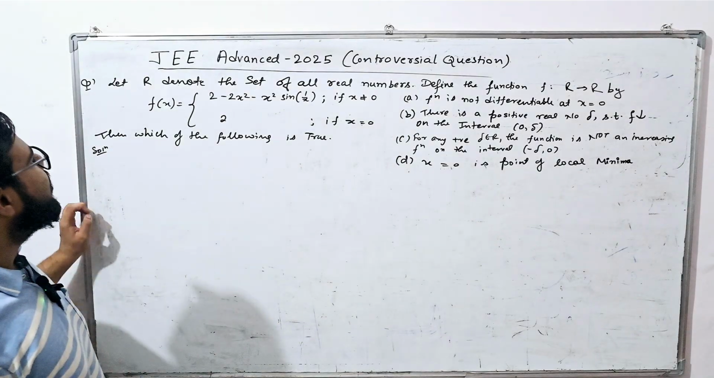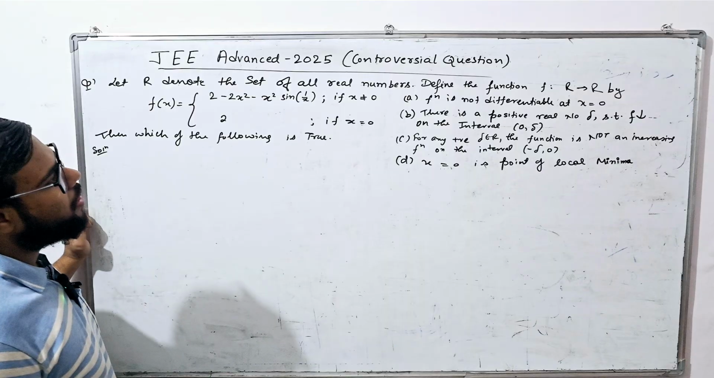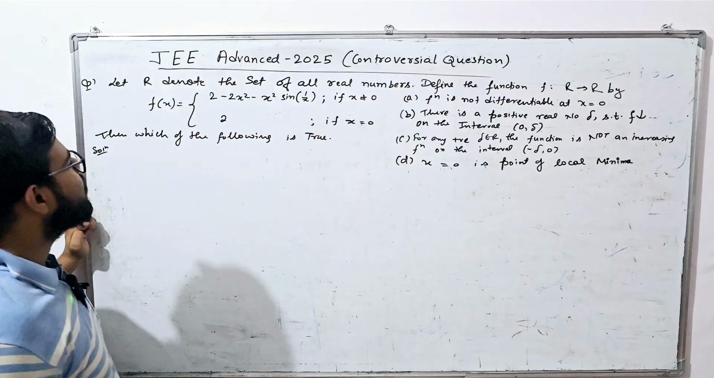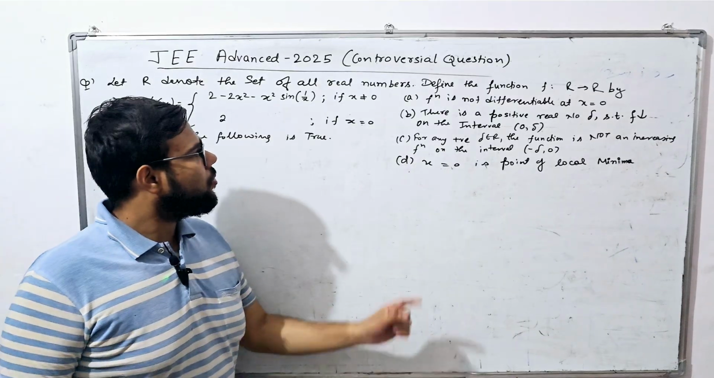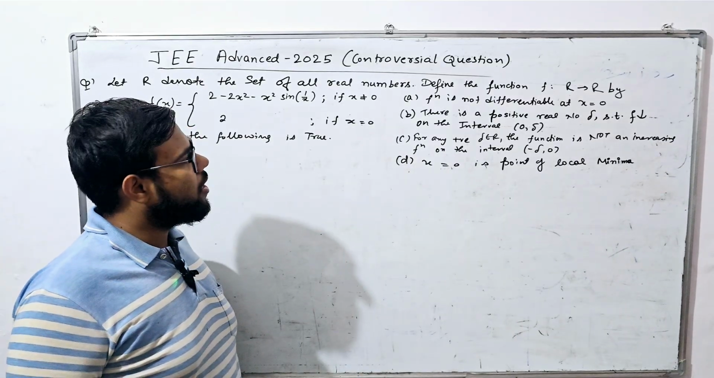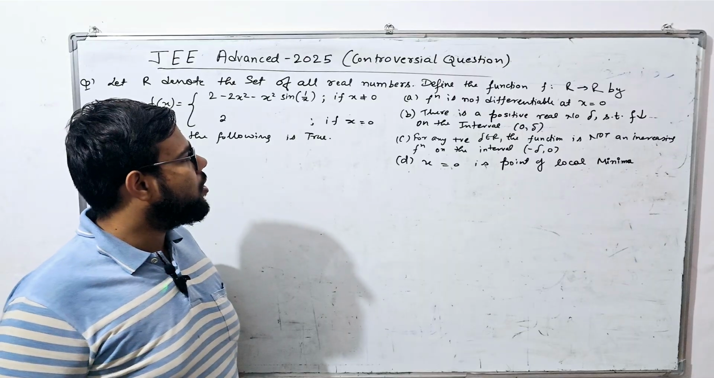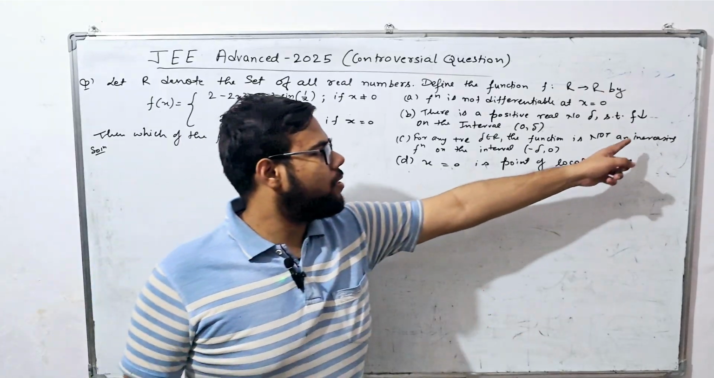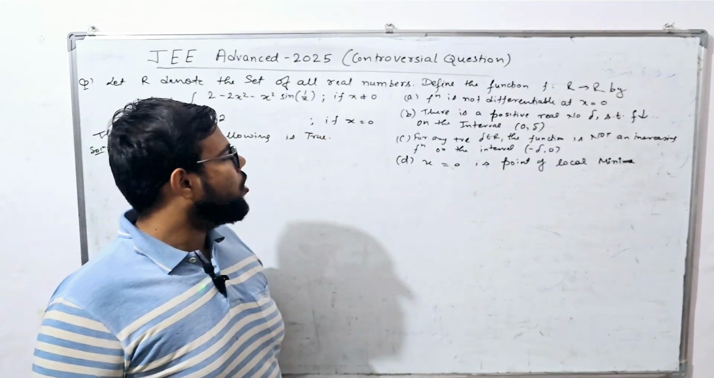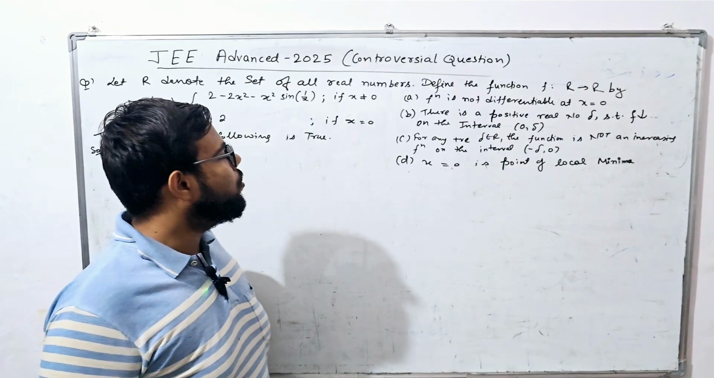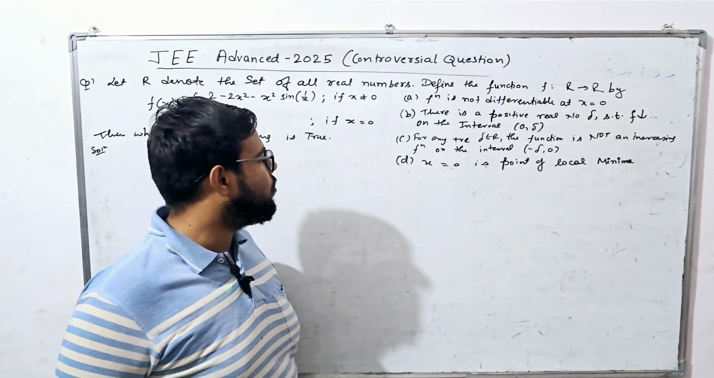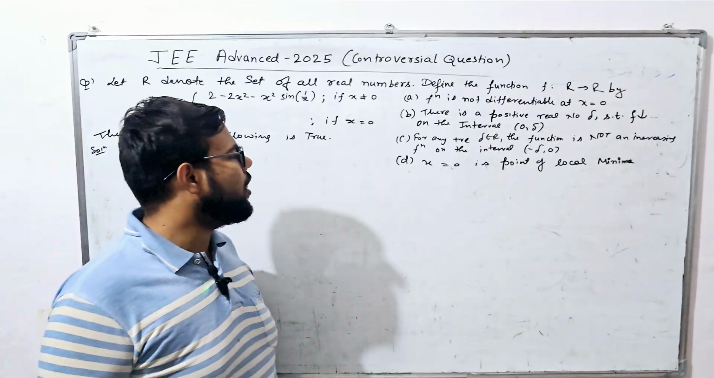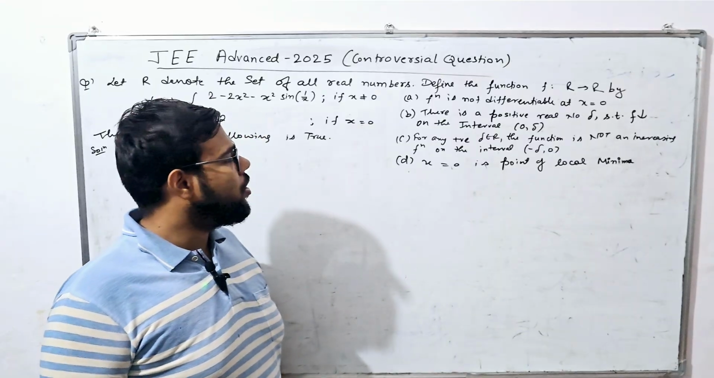So this is the question. Let R denote the set of all real numbers. Define the function f from R to R by f(x) equal to this expression. Then which of the following statements is true? A, the function is not differentiable at x. B, there is a positive real number delta such that the function is decreasing on the interval 0 to delta. C, for any positive delta belonging to the real numbers, the function is not an increasing function on the interval negative delta to 0. And D, x equal to 0 is a point of local minima.